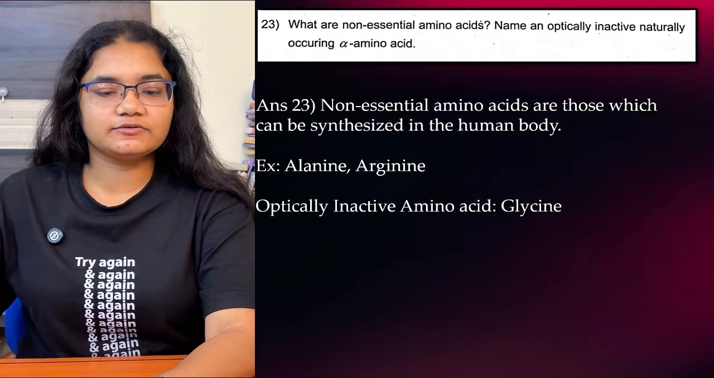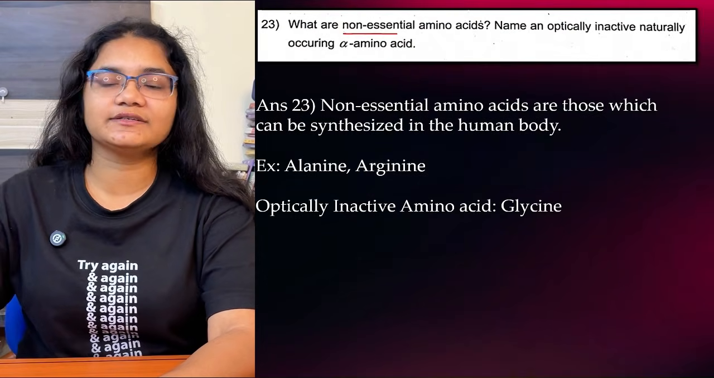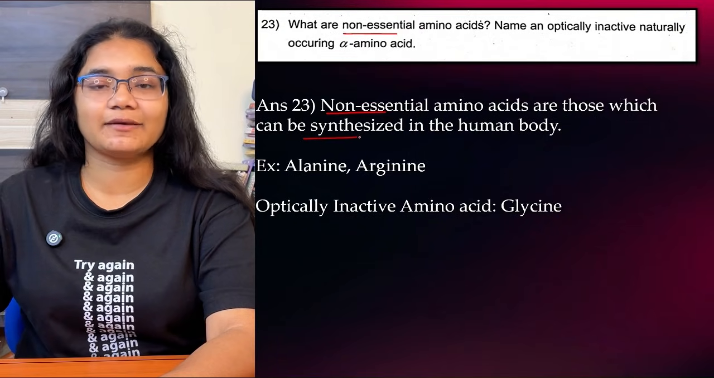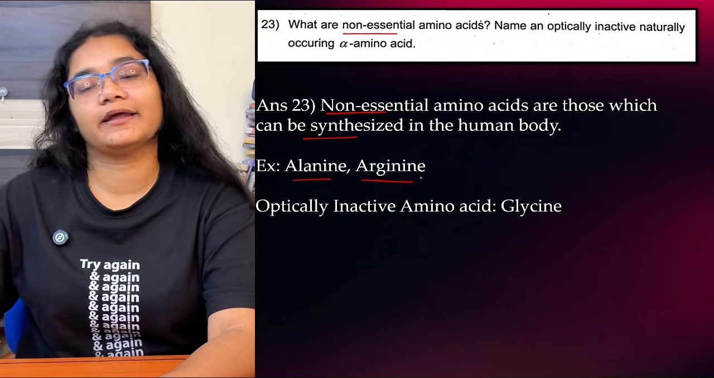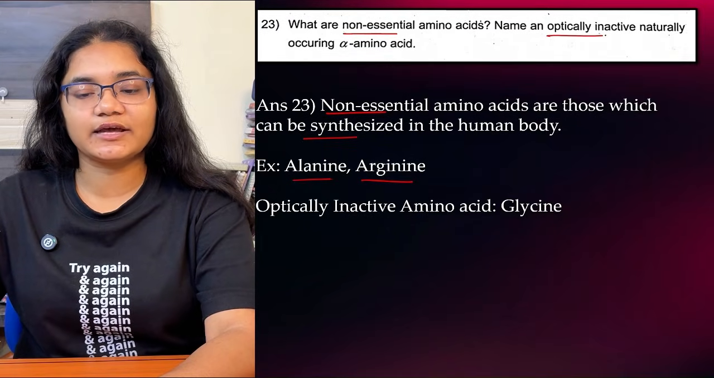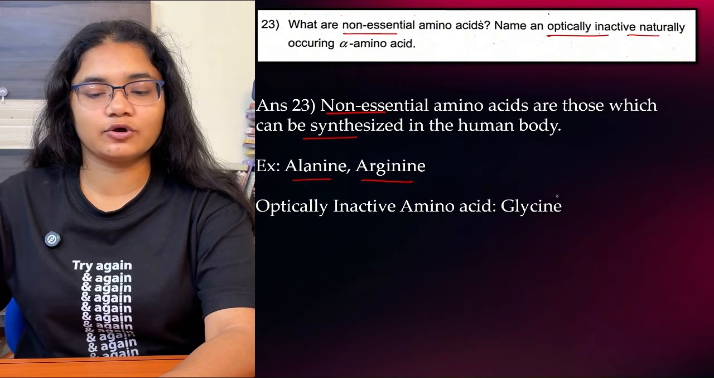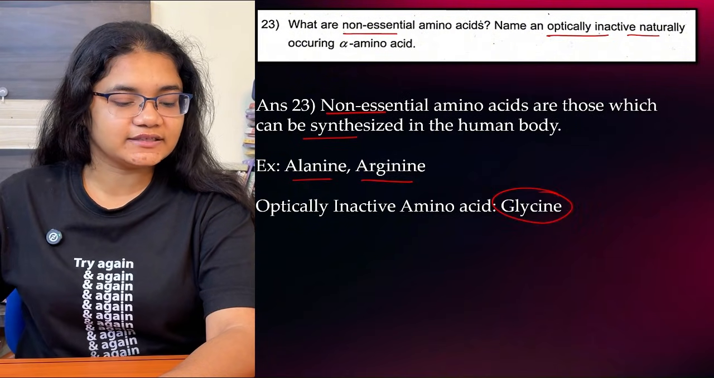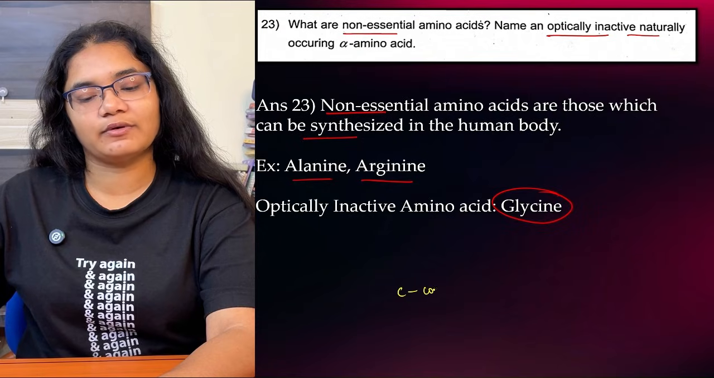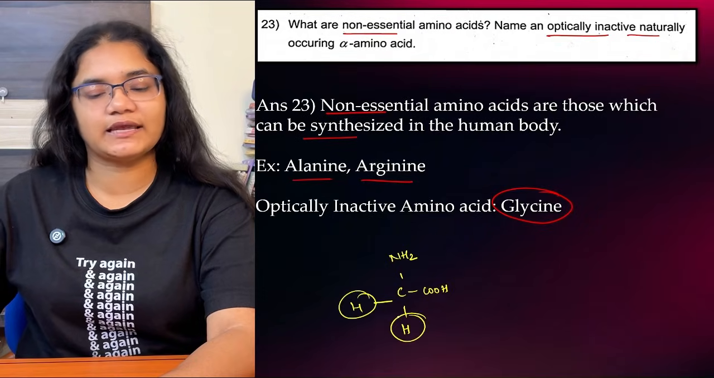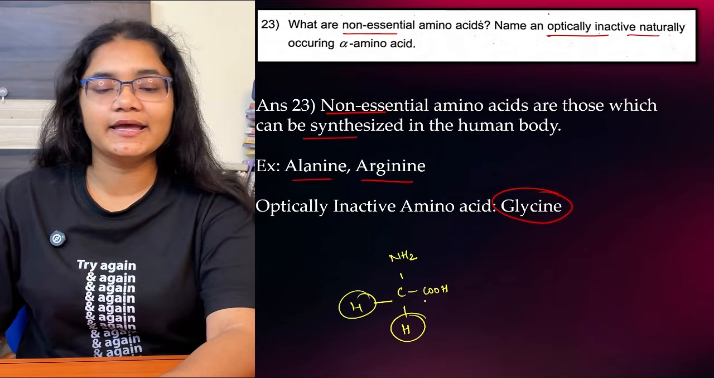Okay. Next, we'll talk about non-essential amino acids. We have already discussed essential amino acids. Non-essential amino acids are those which can be synthesized by our body. Examples: alanine and arginine. Now here one question is there: the optically inactive naturally occurring alpha amino acid, that is glycine. Because if you see the structure of glycine, you have C, you have COOH, and you have NH2, and both the H and the R group is equal to H. So you can see two same groups are present, so it cannot be optically active.